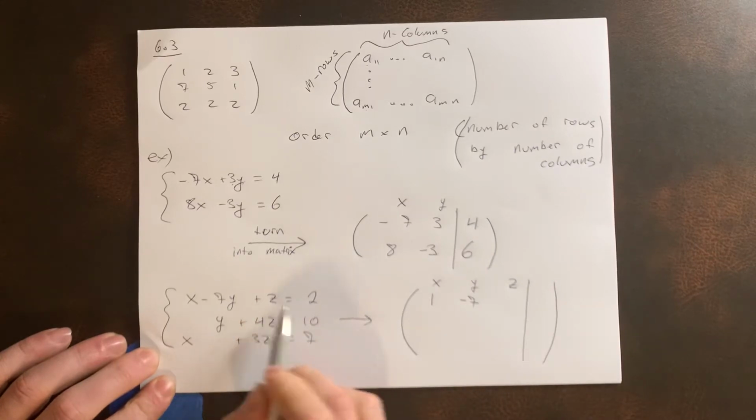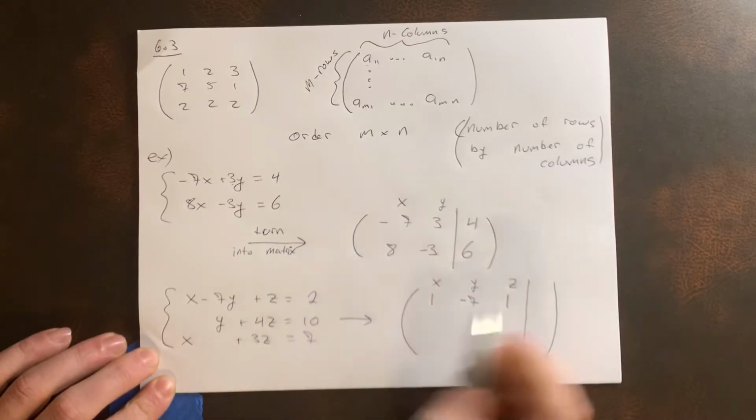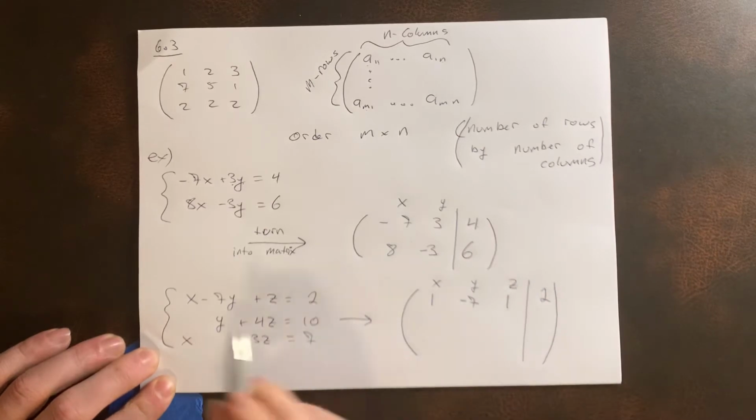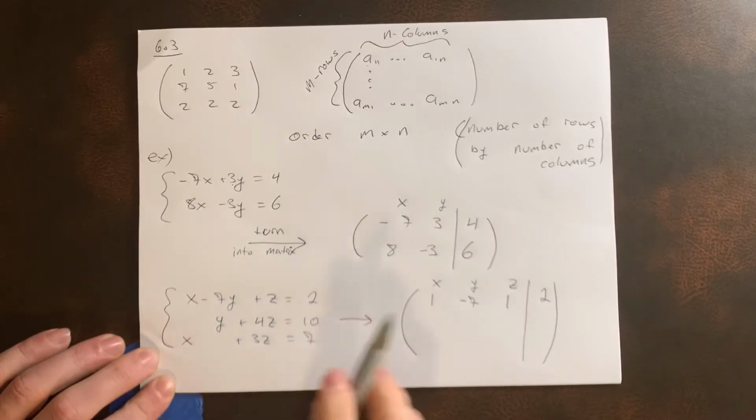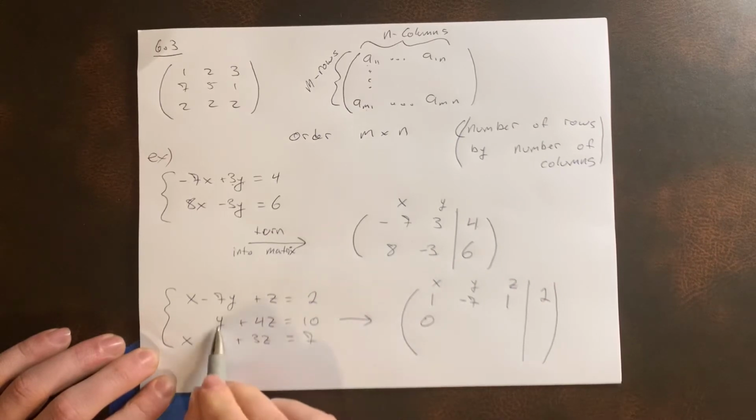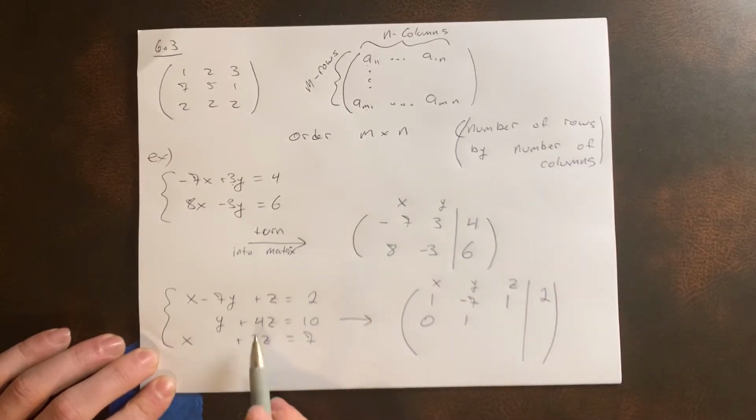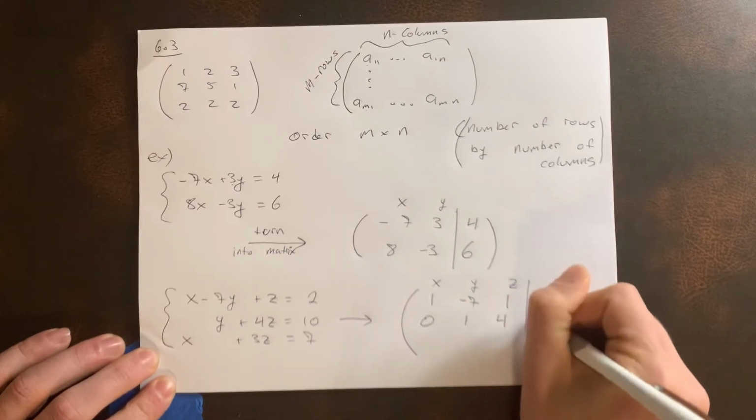1z, so we're going to put a 1 here, and then a 2. The next one, we don't have an x, and whenever we don't have an x, we put a 0 there. So we're going to have a 0 for the x in the second one. There's a 1 in front of the y, and then a 4 in front of the z, and then a 10 on the equal sign part.